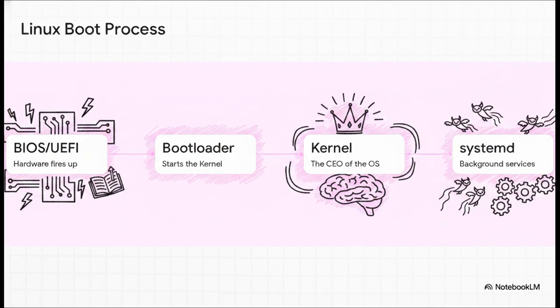First, the physical hardware BIOS or UEFI fires up. That hands the baton to the bootloader. The bootloader then wakes up the kernel, and you can think of the kernel as the CEO of the operating system. It takes charge of the absolute core functions. Finally, the kernel hands off all the background services to a process called System D.